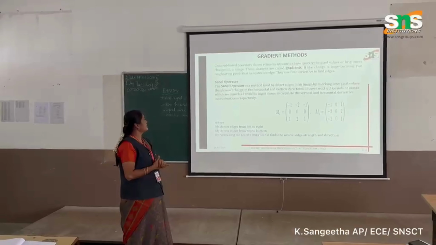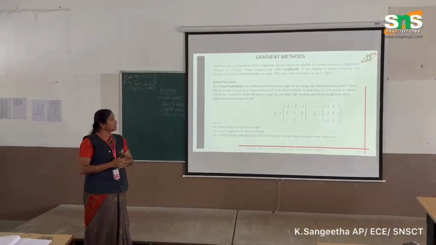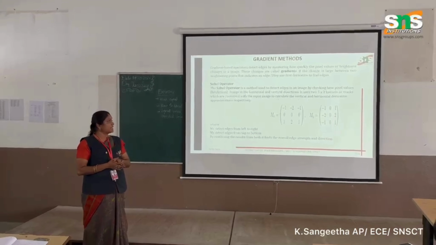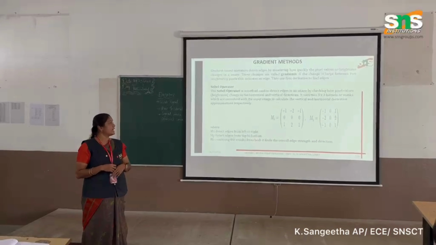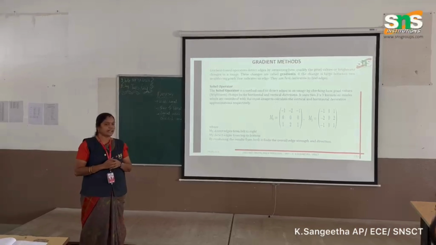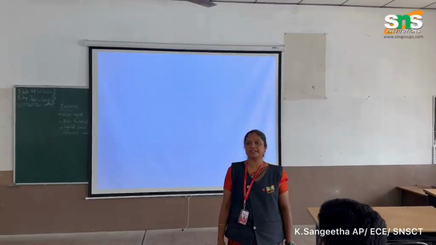Okay. The next one is the gradient method, that is, the Sobel operator. It is a method used to detect edges in an image by checking how pixel values change in the horizontal and vertical directions. Can anyone summarize today's topic?